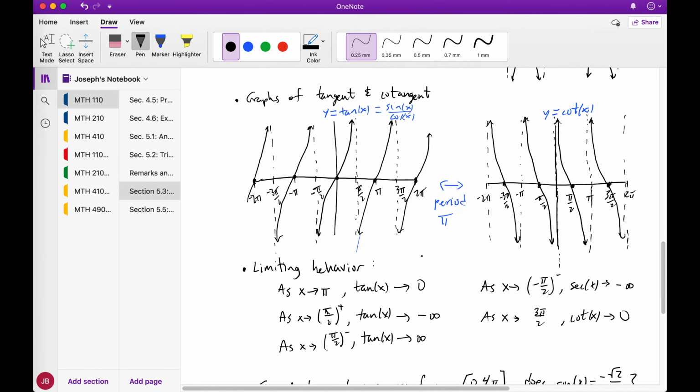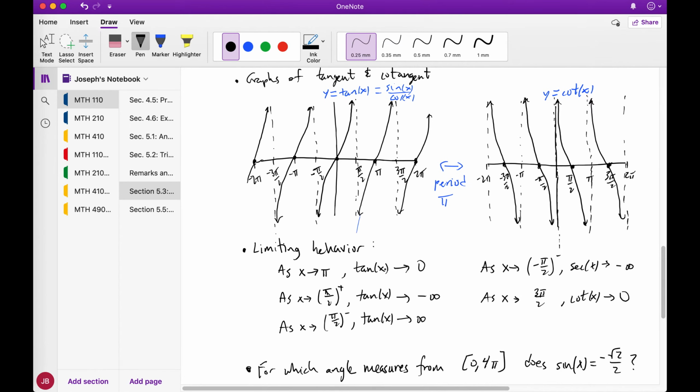Okay, so limiting behavior. You're used to seeing this with an infinity, like talking about end behavior. But now we can talk about it as we go towards a particular number. Here, as x goes to pi, where are the y values going in the tangent graph? Well, here's x equals pi. What do the tangent values look to be? Well, 0, right?